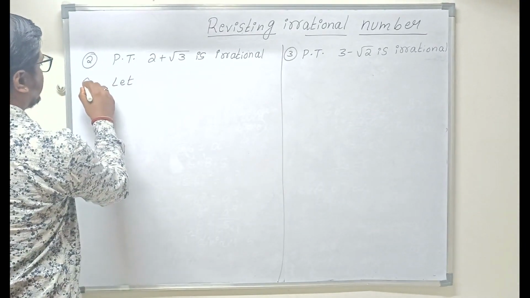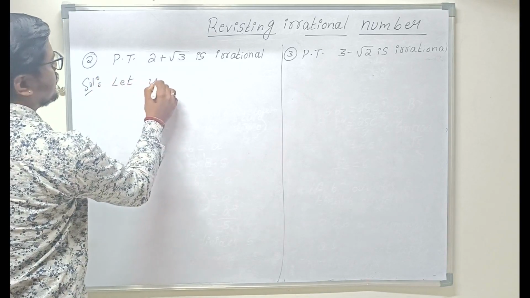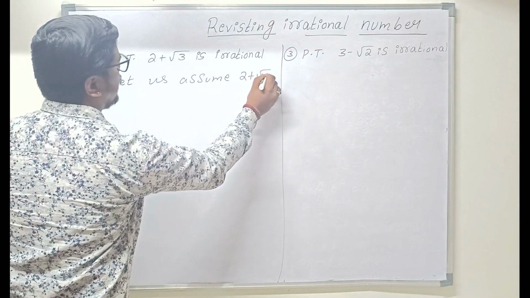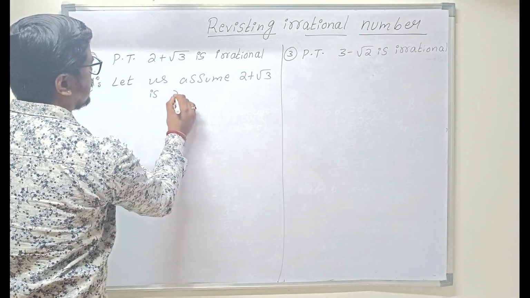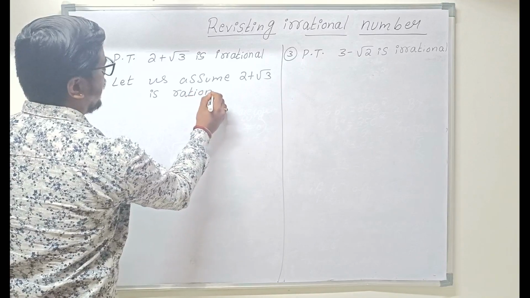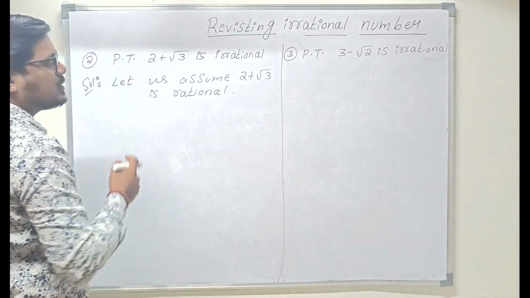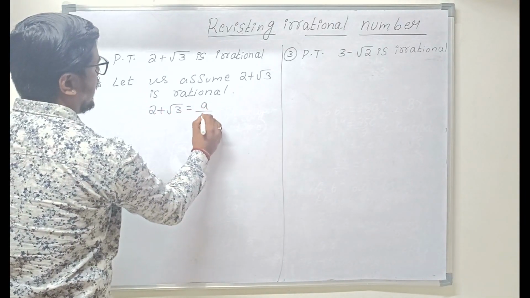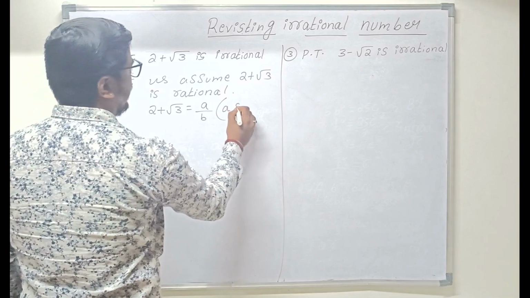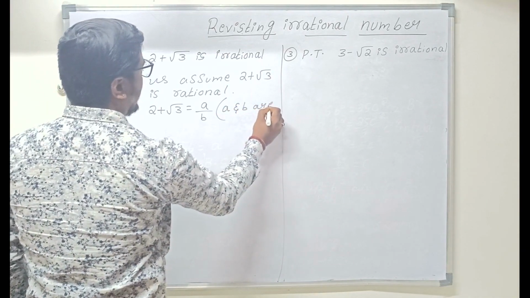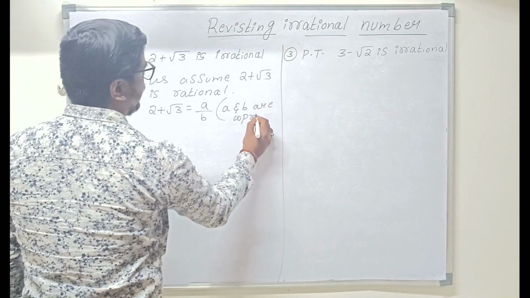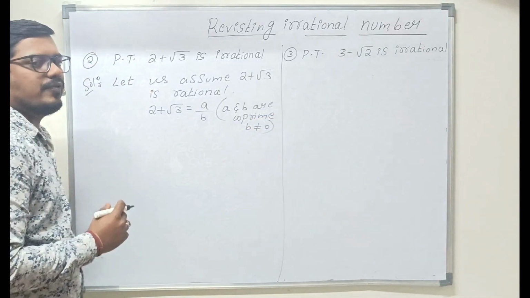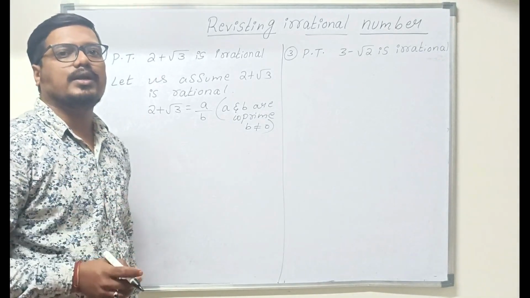Let us assume 2 plus root 3 is rational. So by that I can write 2 plus root 3 equals a by b, where a and b are co-prime and b does not equal 0. This is the first step, which you must write in your exam.